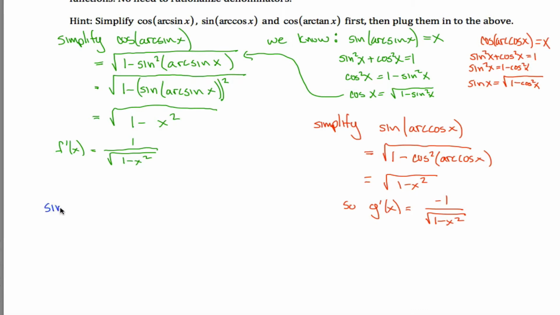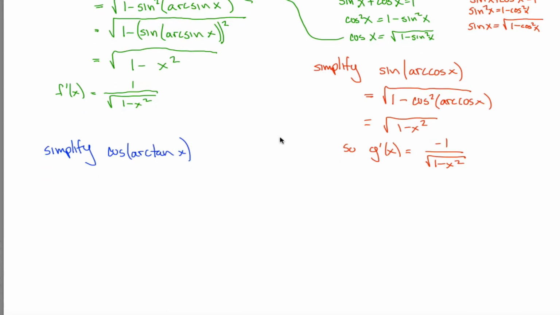Let's simplify the cosine of the arctangent of x. Well, if I do this same thing where I list everything that I know, the useful thing that I know now will be that the tangent of the arctangent of x is just equal to x. But I don't have tangent. I got cosine here. I'm going to have to change this into tangent somehow. So I'm going to have to write tangent in terms of cosine.